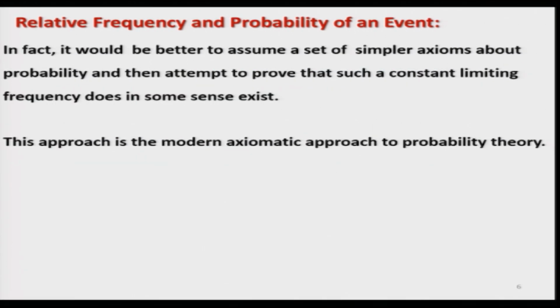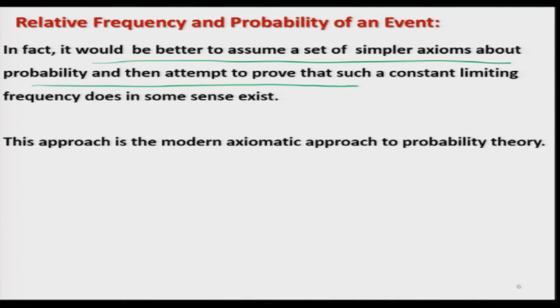So, it would be a better option for us to assume a set of simpler axioms about probability and then attempt to prove that such a constant limiting frequency does exist in some sense.